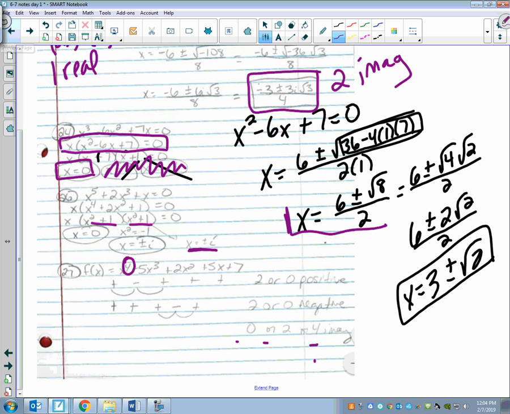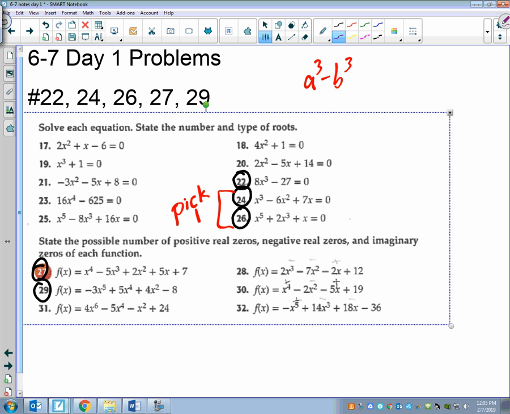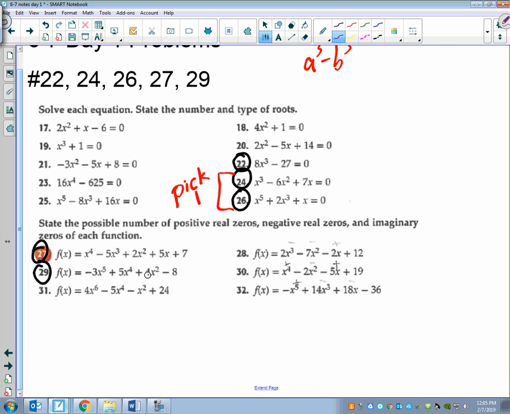And I didn't do 29 for some reason, but I'll go back here and do that really quick. 29, for positive, I take the signs in the problem. So ignore this one for a minute. I take negative, positive, positive, negative, and I count. It changes 1, 2 times. So I would say 2 or 0 positive real roots.